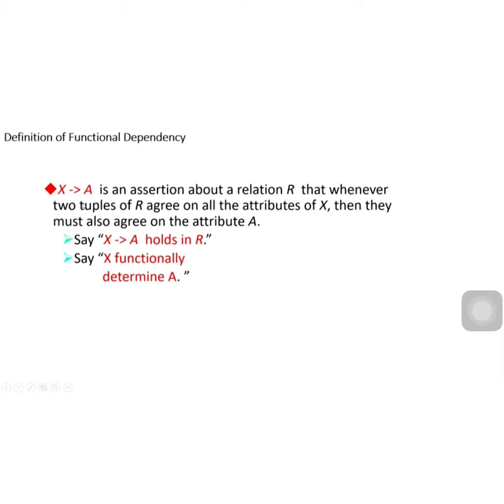Let's look at this definition of functional dependencies. A functional dependency X → A is an assertion about a relation R that whenever two tuples of R agree on all the attributes of X, then they must also agree on the attribute A. Then we say X functionally determines A, or X → A holds on R. Based on this definition, we can find three cases of asserting functional dependencies.